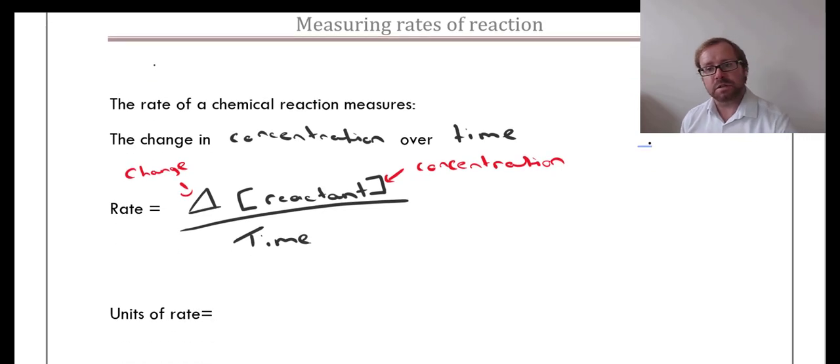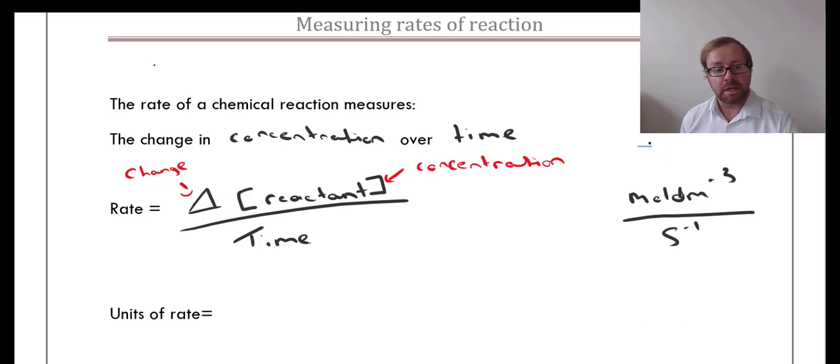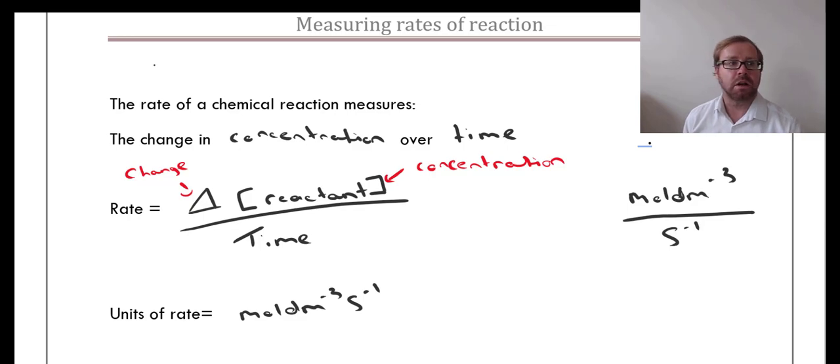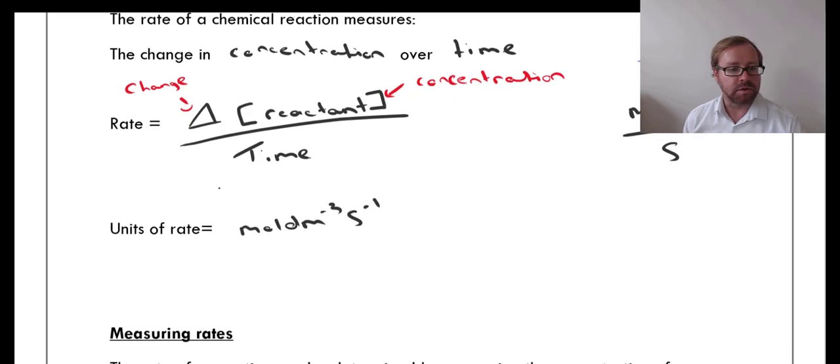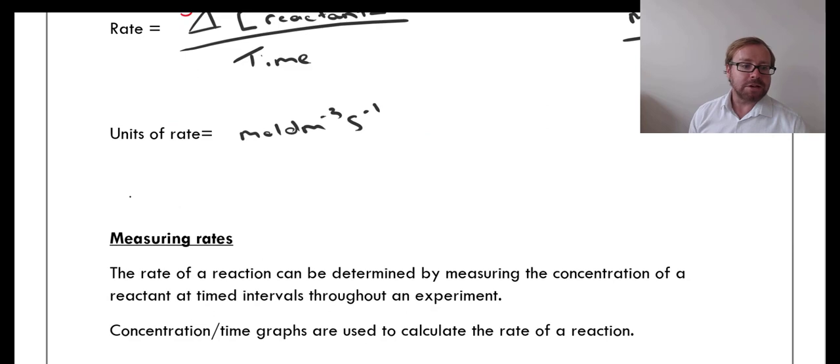Our units, so units of rate, so if we just write it up here, our unit for concentration, you should know as mol/dm^-3. Our unit for time is s^-1. Therefore, if I bring this up all onto one line, we have mol/dm^-3 s^-1. Okay, sorry, that should be s to the 1 here. Okay, so moving on.